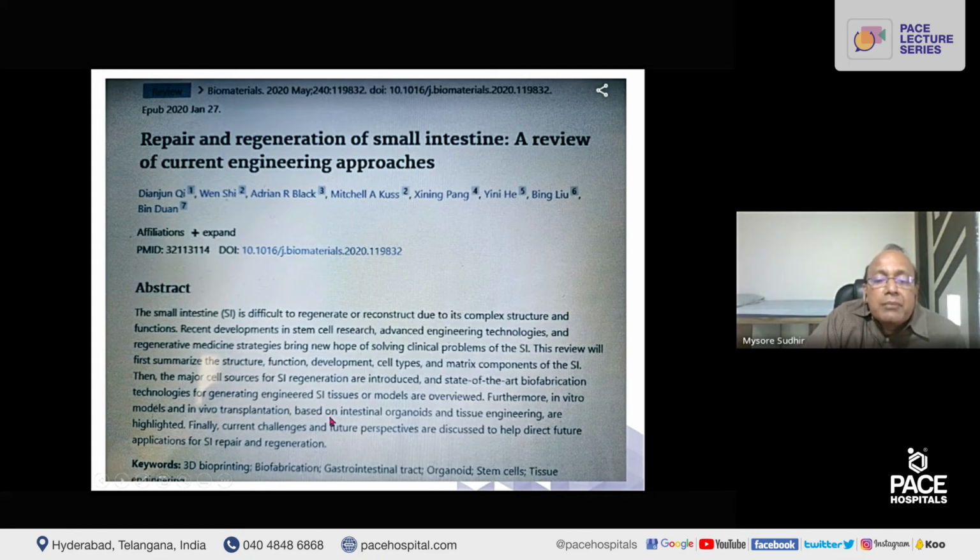Intestinal organoids have been developed. That means artificial organs created in the lab, and then they are putting them back along with tissue engineering. So this is very exciting to know about what is happening at the basic level in the treatment of short bowel.